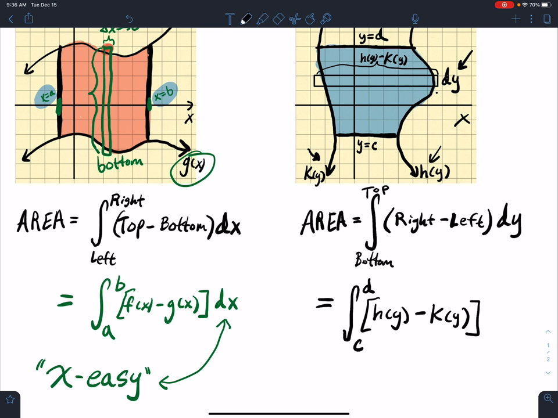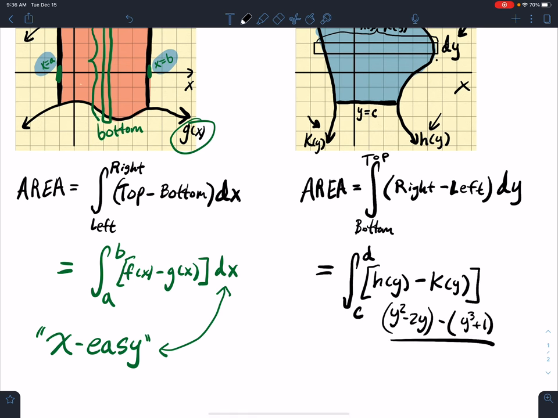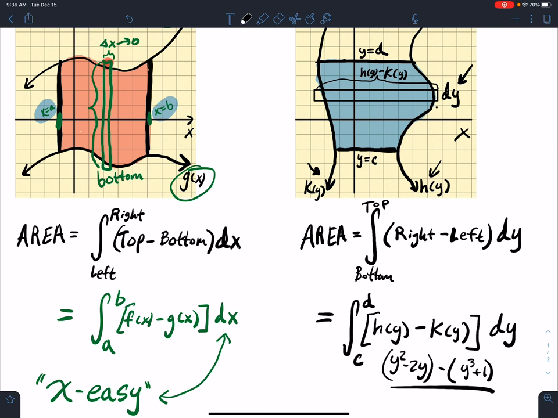So this is something like, I don't know, y squared minus 2y, right? And then this one's like minus, I don't know, y cubed plus 1, right? So these are in terms of y, so you would think, yeah, I would integrate with respect to y, okay? So the only thing changing there is the letter, all right?